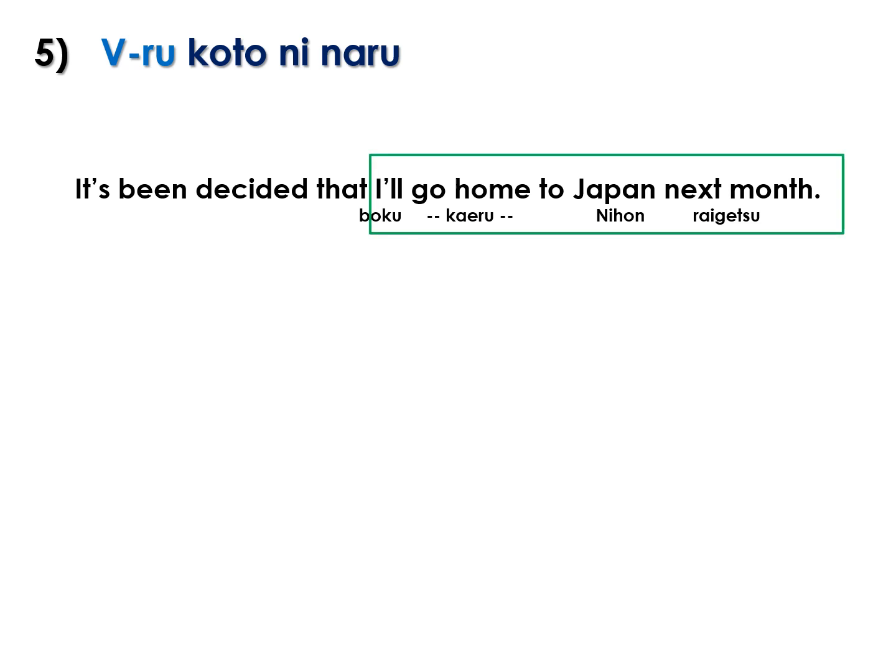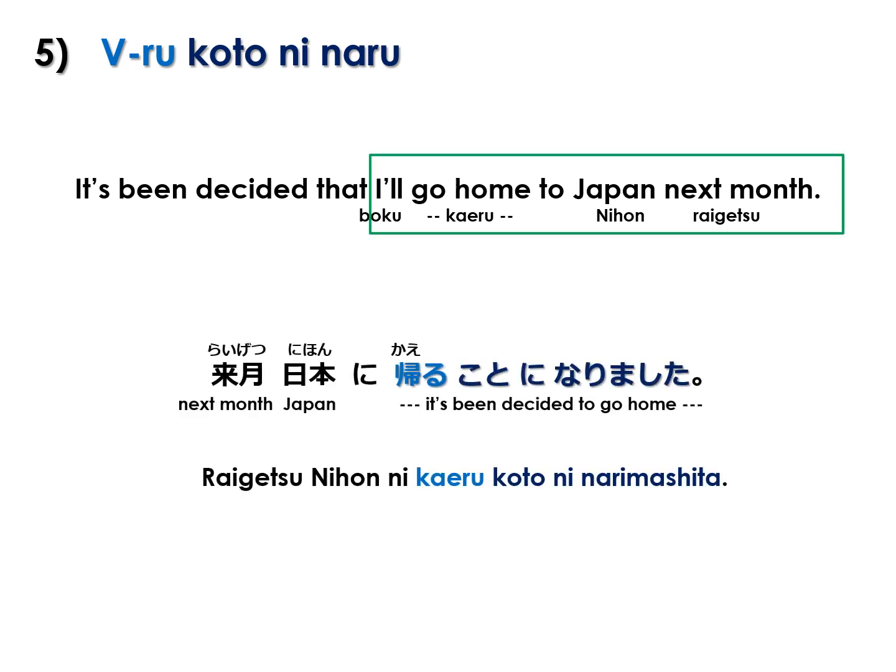We nominalize I'll go home to Japan next month. In Japanese, 来月日本に帰ることになりました。 Again, ることになる implies that somebody else made the decision for me. Perhaps my parents who paid for the plane ticket.